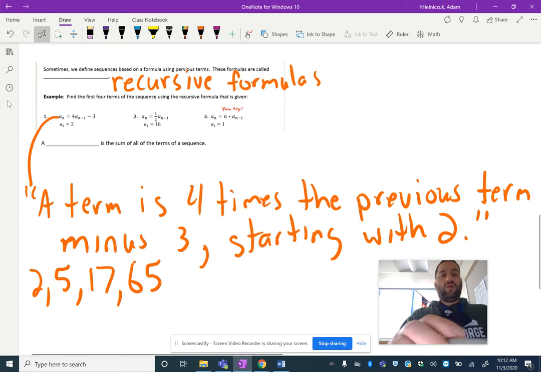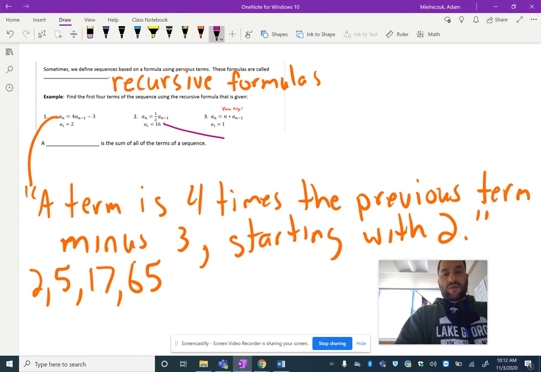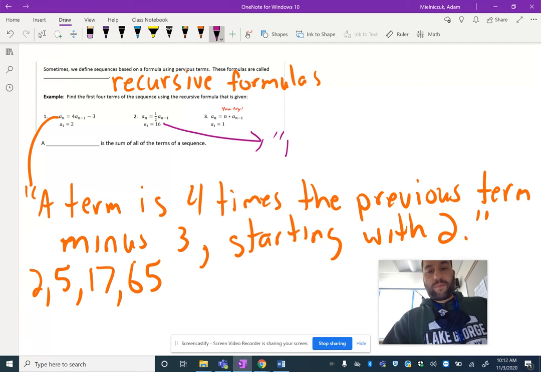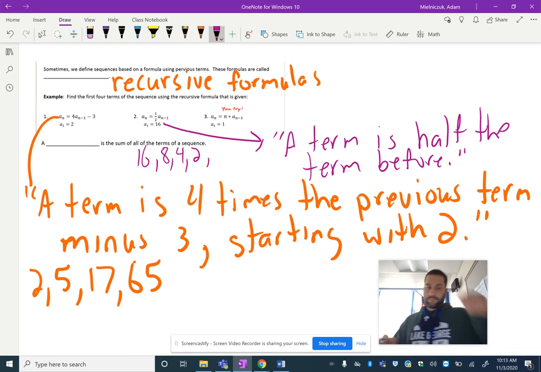Okay, let's take a look at our second example. We have a sub n equals half of the term before it. So again, this is how we read this one. We say a term is half the term before, and we're going to start with what? We're going to start with 16. So for this one, our terms would be 16. Well, half of that is 8. Half of 8 is 4, and so on.